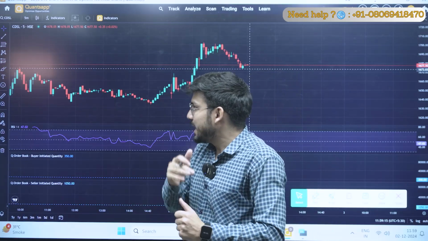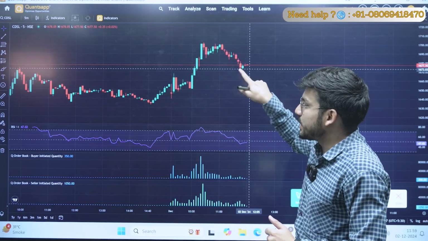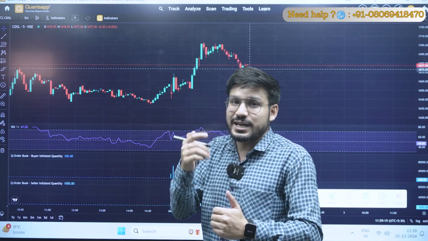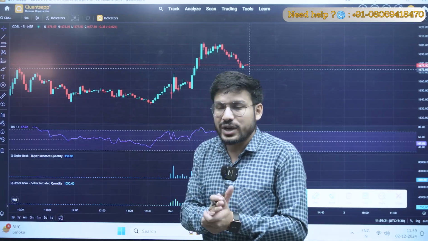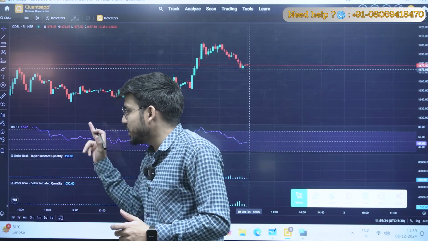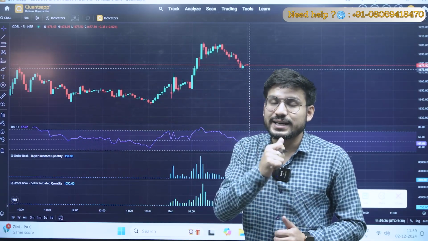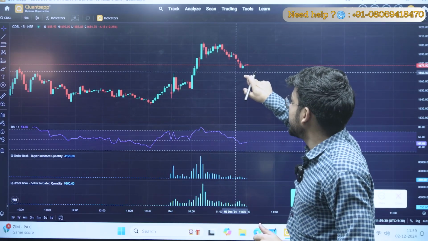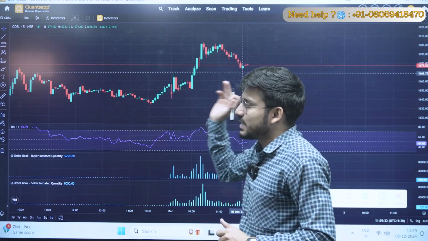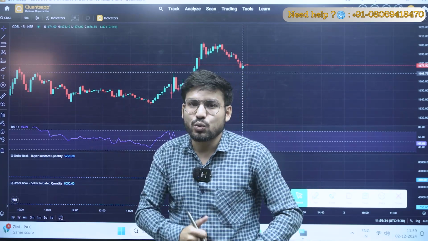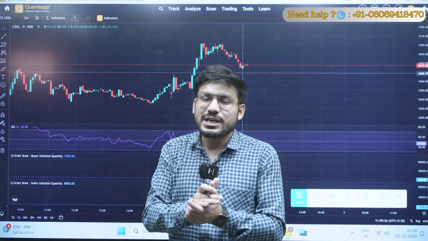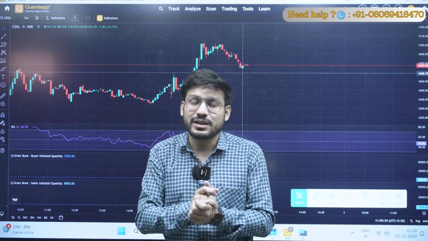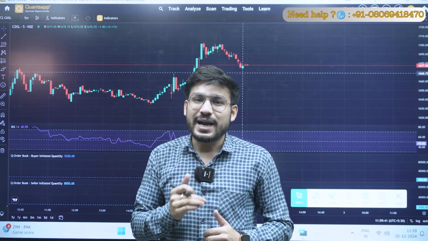If you are currently at the support and you want to make a trade in the reversal direction, you are going for the buying side. So you just want the buyer initiated quantity to be greater than the seller initiated quantity. Currently my market is at support, so on any candle, if I get the buyer initiated quantity approximately 2 times greater than the seller initiated quantity, that will be the candle. I'll mark the high of that candle, and that will act as my entry point.